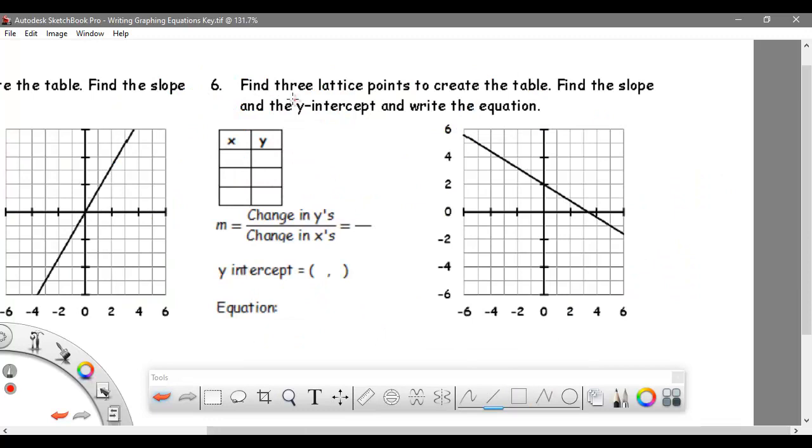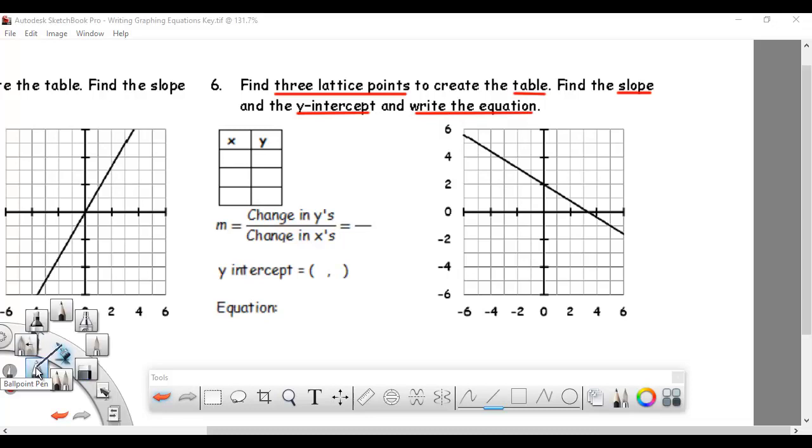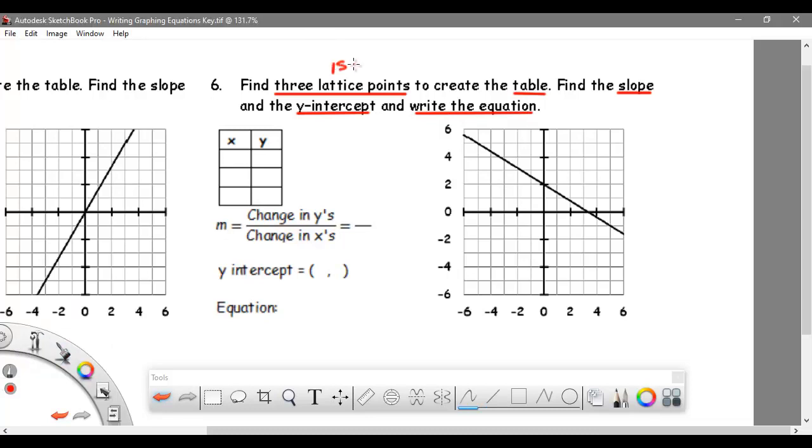Okay, in the next problem, we have to find 3 lattice points. They actually give us the line for the equation. We have to create a table from those 3 lattice points, and then we need to find the slope and the y-intercept. And then finally, last of all, once we know the slope and the y-intercept, we're going to write our equation.